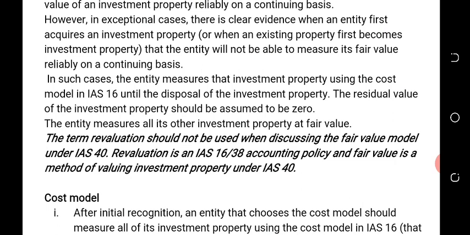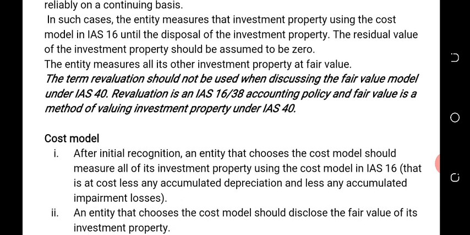The residual value of investment property should be assumed to be what? Zero. So in exceptional cases where it is not possible to ascertain the fair value of the investment property, the entity should use the cost model. The entity measures all its other investment property at fair value.